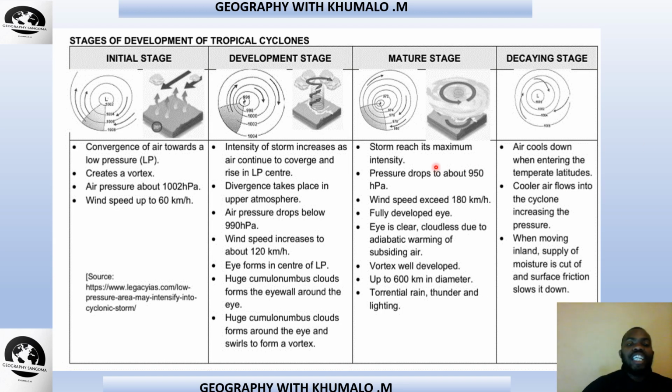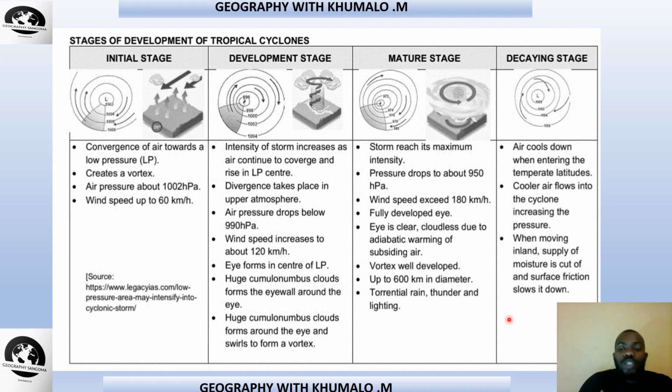And then we look at the stages of a tropical cyclone. Now, I want you to pay attention here to the stages of development of a tropical cyclone. We've got 4 stages, similarly as we have 4 stages in a mid-latitude cyclone. Also here on a tropical cyclone, we have 4 stages of development. Now, in the initial stage, what happens? There is convergence of air towards the low pressure. It now creates a vortex. Air pressure is about 1,002 hectopascals, and the wind speed is 60 kilometers per hour. That is in the initial stage. So that is the characteristic of a tropical cyclone in its initial stage.